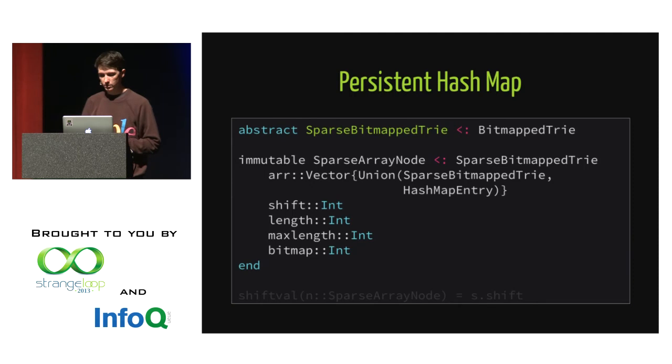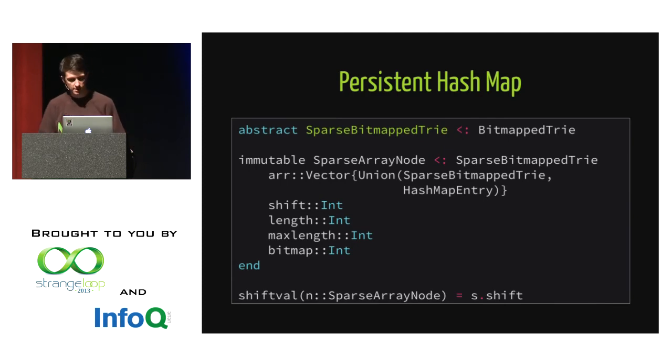So we can create a sparse array node. This vector contains possibly 2 types. It contains either more sparse bitmap tries, which in this case just happens to be more sparse array nodes, or it contains hash map entries. Then we have the same attributes that we saw on the regular array node for the persistent vector, except we have an addition of a bitmap, which is an integer, that we're going to use to keep track of what entries have been inserted. And then we define shift val, because we have this contract that all bitmap tries should have some shift value, so that we can use the same mask function to figure out what section of bits we should be looking at each point.